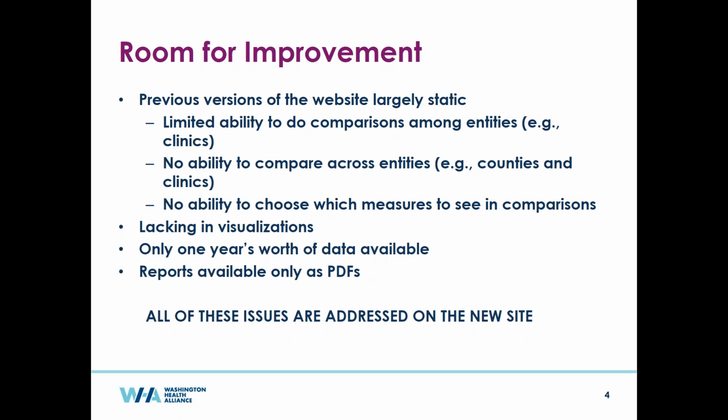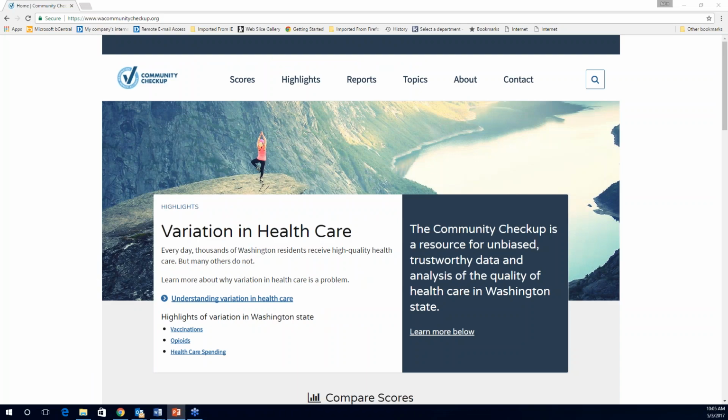So with that, I'd like to switch over to the Community Checkup website, which you should now be viewing on your screens. The URL is www.wacommunitycheckup.org, as it has been in the past.